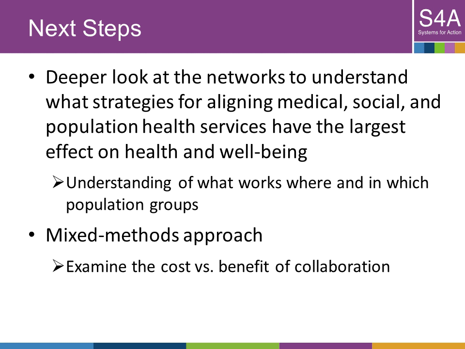Ultimately where we really want to go is taking a deeper look at the networks to really understand what strategies for aligning medical, social, and population health services have the largest effect on health and well-being. Like I mentioned here, we are just looking at average tendencies, and we really need to dive into community subgroups, population subgroups, and really understand what collaborative arrangements look like, what's working where, and in which population groups.